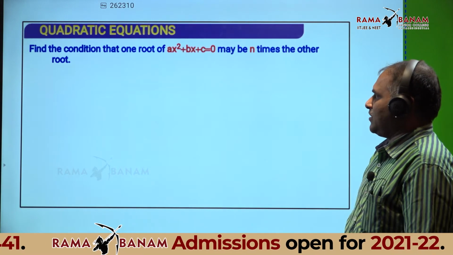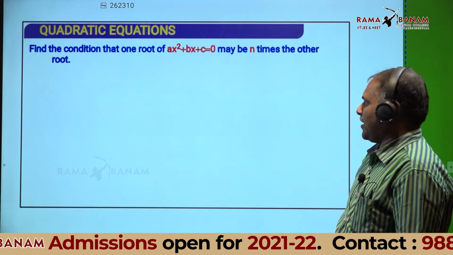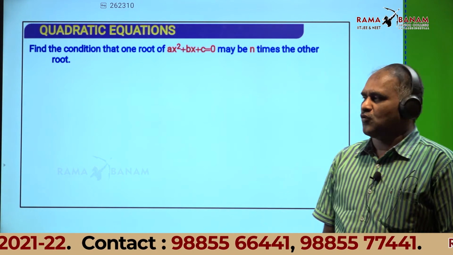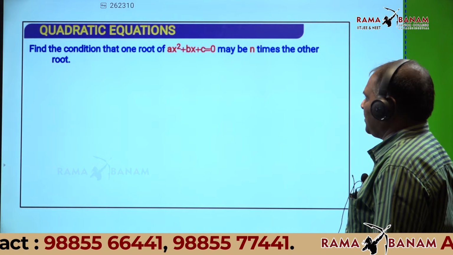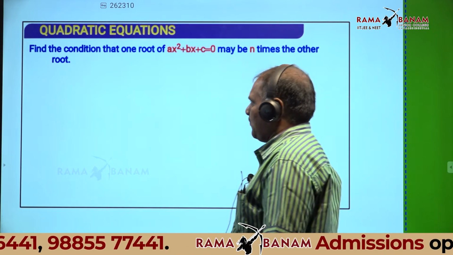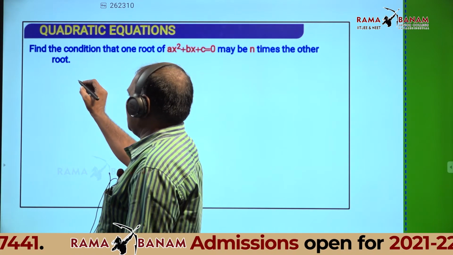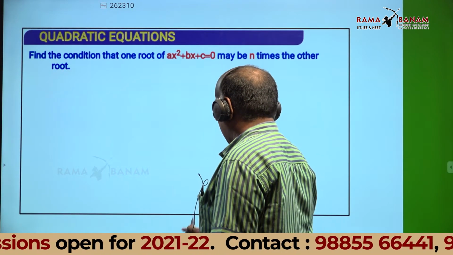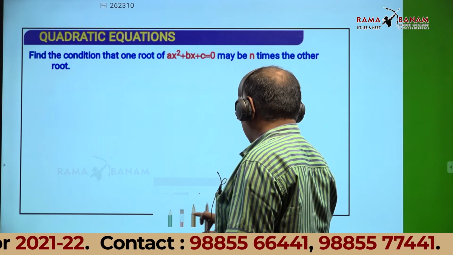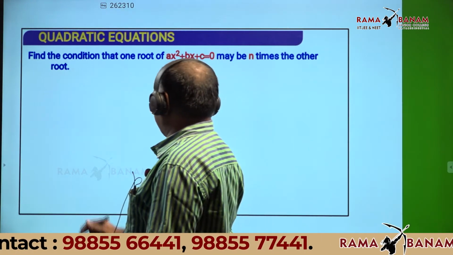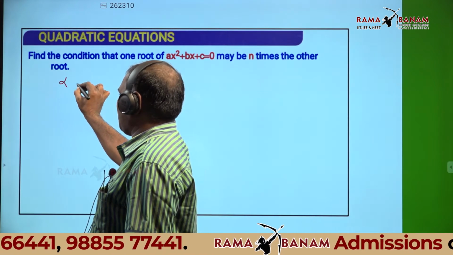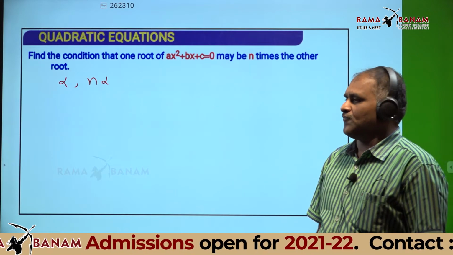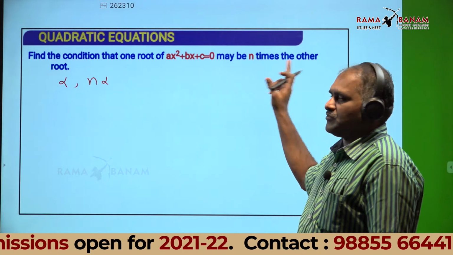Find the condition that one root of a quadratic may be n times the other. What is the meaning of this? Listen, one root is called alpha, another root is called n alpha, because one root is n times the other.